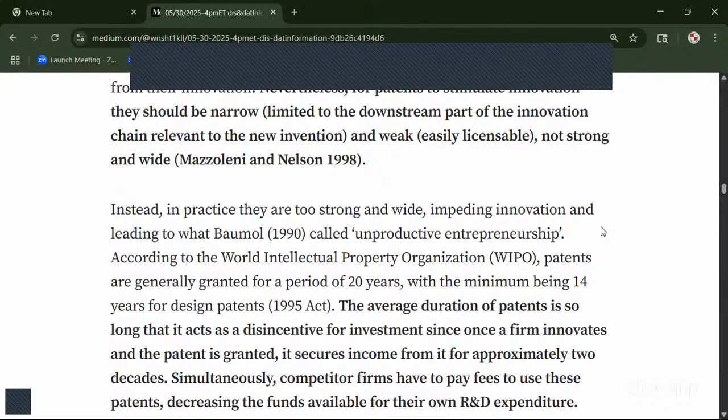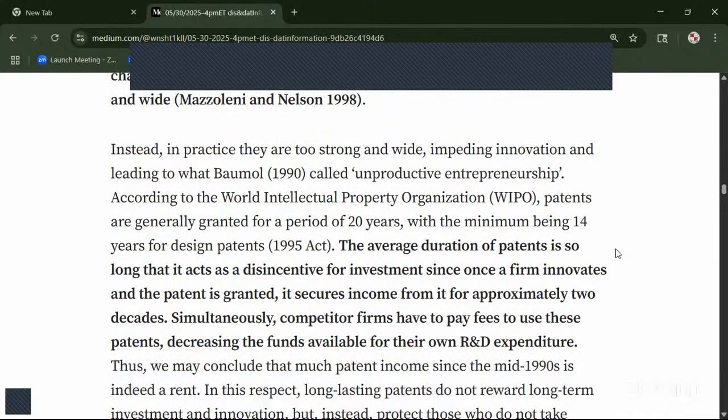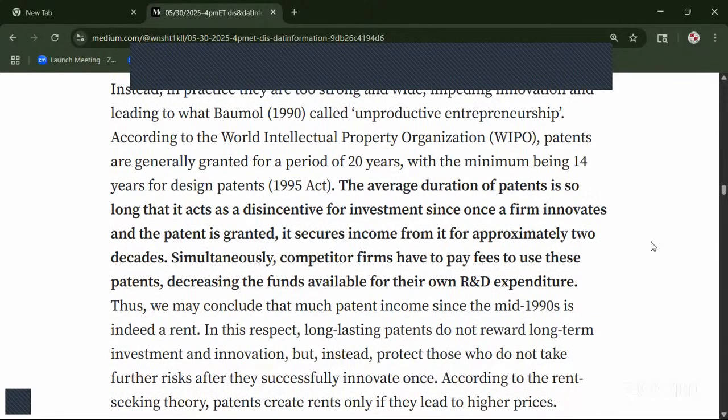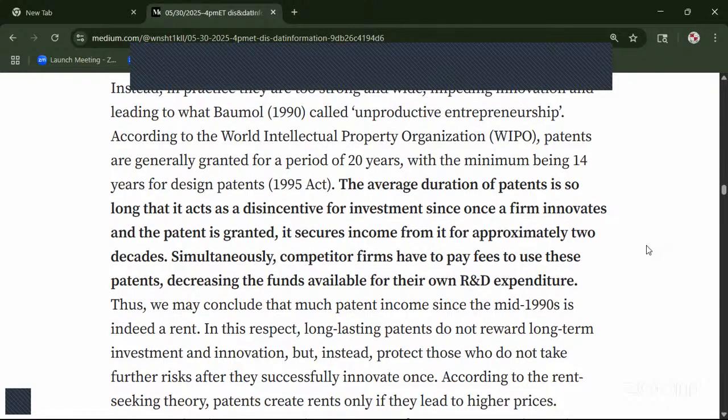According to the World Intellectual Property Organization, WIPO, W-I-P-O, patents are generally granted for a period of 20 years, with the minimum being 14 years for design patents. The average duration of patents is so long that it acts as a disincentive for investment, since once a firm innovates and the patent is granted, it secures income from it for approximately 2 decades. Simultaneously, competitor firms have to pay fees to use these patents, decreasing the funds available for their own research and development expenditures. Thus, we may conclude that much patent income since the mid-1990s is indeed a rent. In this respect, long-lasting patents do not reward long-term investment and innovation, but instead protect those who do not take further risks after they successfully innovate once.